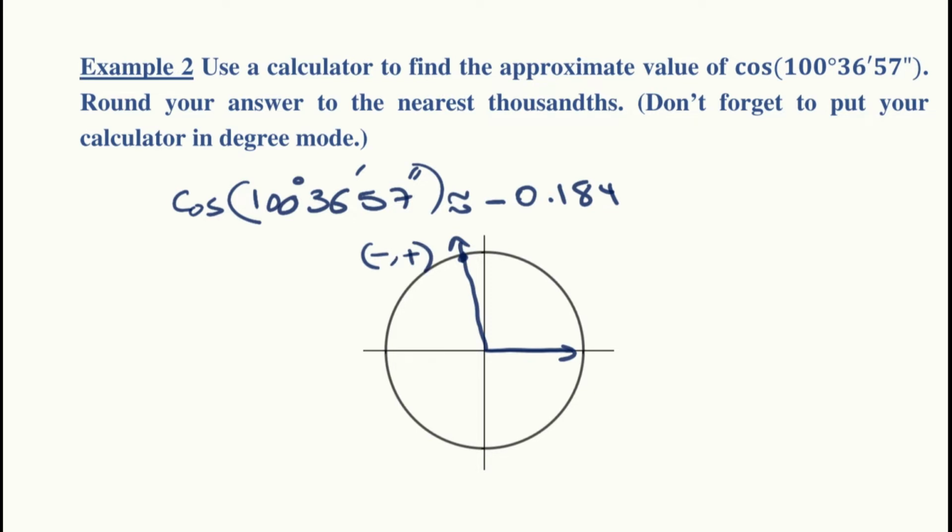So therefore, since cosine of an angle is x over r, and we know that the x value here is negative, and r of course is always positive, we get negative over positive, which is negative. So we expect a 100 degree 36 minute 57 second angle to have a negative cosine, as is obvious from our result, okay? But we did expect it.